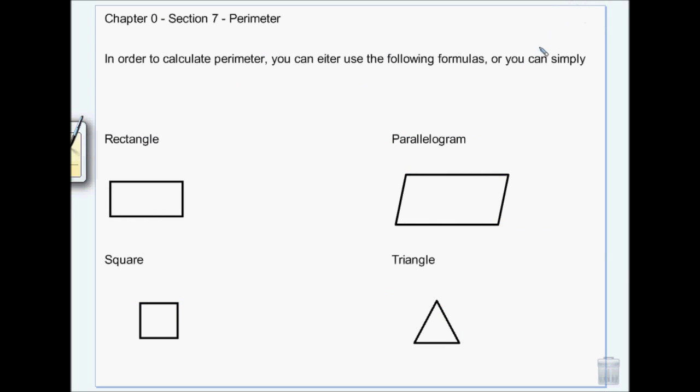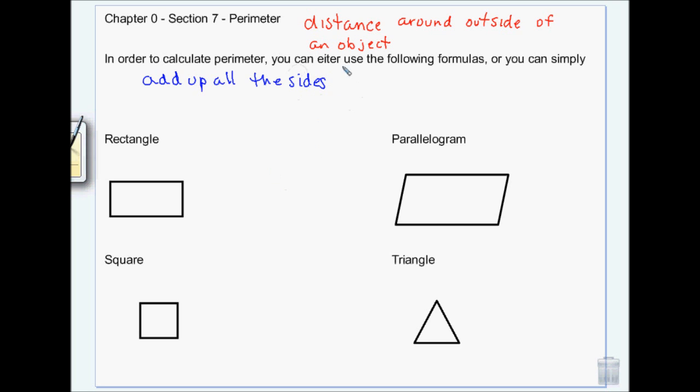Perimeter. Perimeter is the distance around the outside of an object. In order to find perimeter, you can either use the following formulas or you can just add up all the sides. It's up to you. So use formulas or add up the sides. The formula for a rectangle, if this is length and this is width, you have 2 times the length plus 2 times the width.